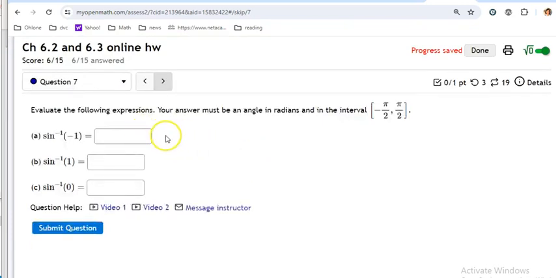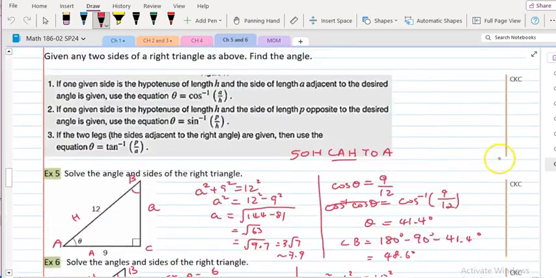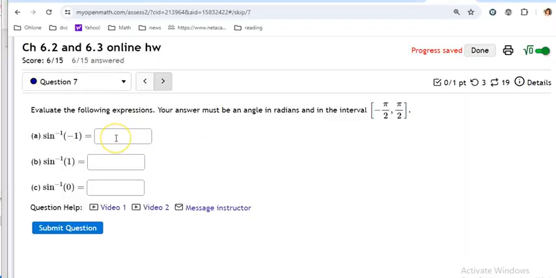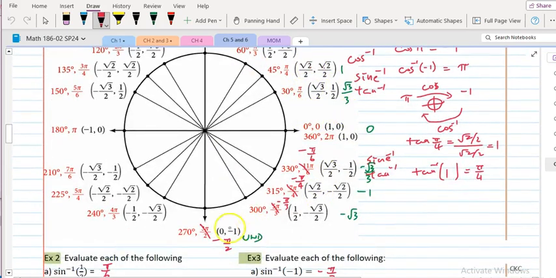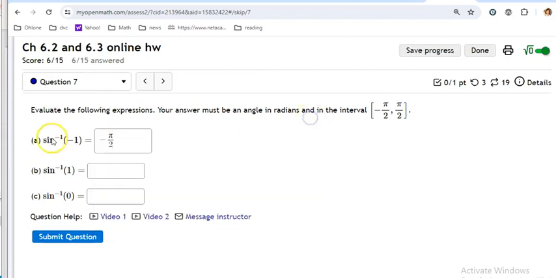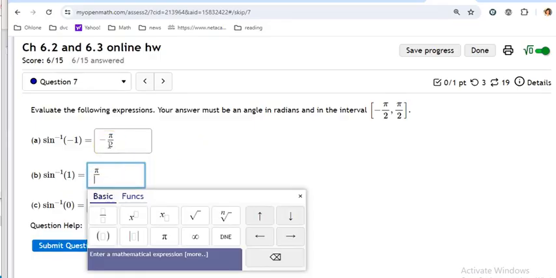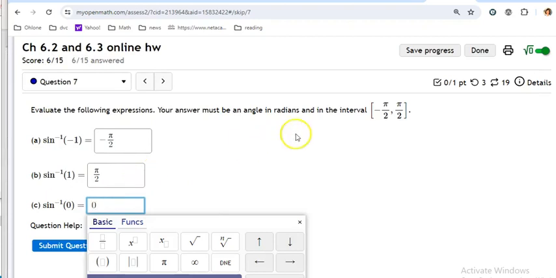Okay, so this is evaluating inverse trig functions. Let's get a unit circle open. We want to use the one that has the negative. Sine inverse of negative 1: we look at sine, which is in quadrants 4 and 1. Negative 1 is here. That is negative pi over 2. Sine inverse of 1 is pi over 2. Sine inverse of 0 is when the y is 0, that's 0 degrees, but we use radians.